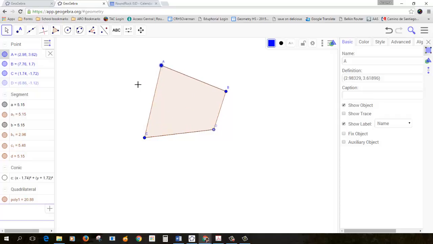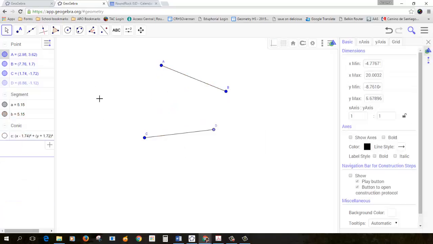Then the other thing I'd like you to explore, I'm going to go ahead and get rid of this. I can either just hide it like I just did, clicking here, or I can actually delete it. So I'm going to go ahead and show it, and then right click and hit delete, and that quadrilateral is gone.